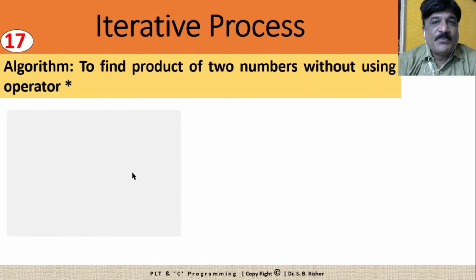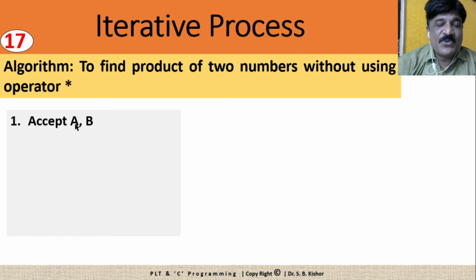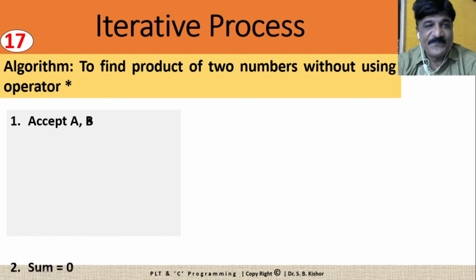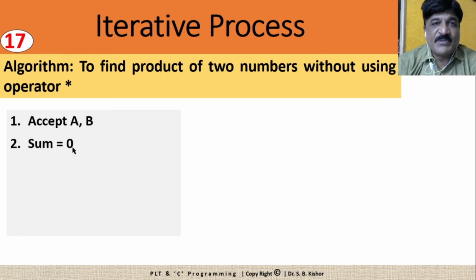Now, to find the product of two numbers without using the multiplication operator. We want to find the multiplication of two numbers but without using the multiplication symbol. So how is it possible? Of course, by performing the addition b times in this case. So what are you going to add? The value of a, how many times? B times. So initially assume the value of sum is 0.